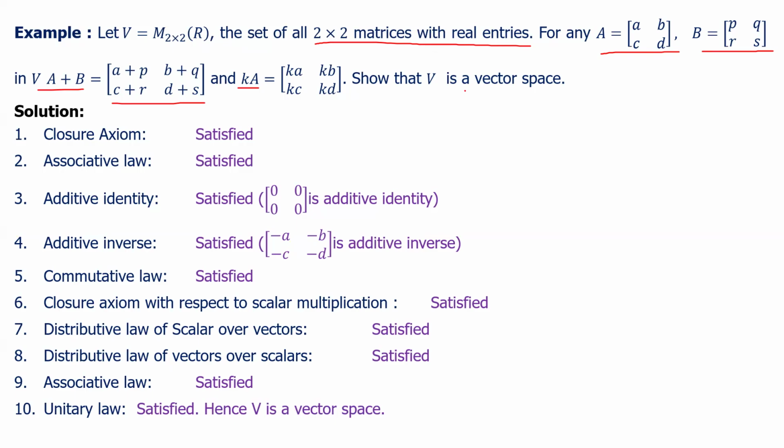Since all the properties of being a vector space are satisfied by the given non-empty set V, therefore V is a vector space. Thank you.